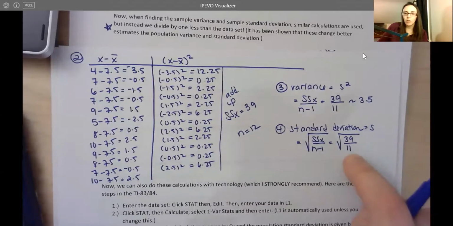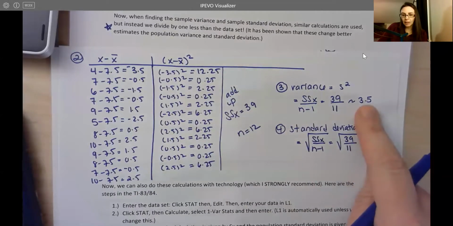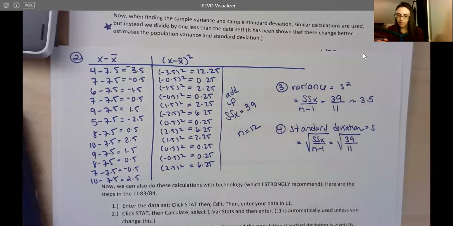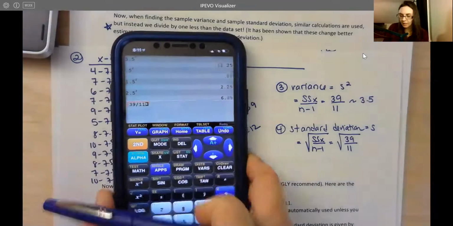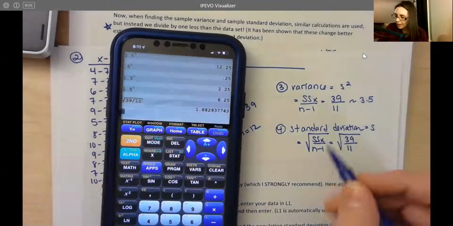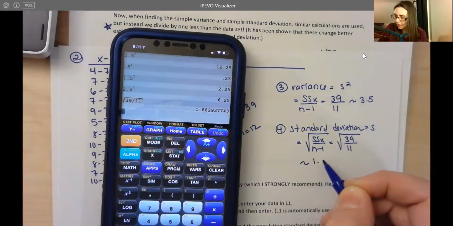Now, I do recommend going back to the fraction. So I know we rounded here. You could do the square root of 3.5. It's going to usually be the same. But in case there's a little bit of rounding error, I would probably just go back and use that original fraction when I type it into my calculator like that. And I get about 1.9 here.